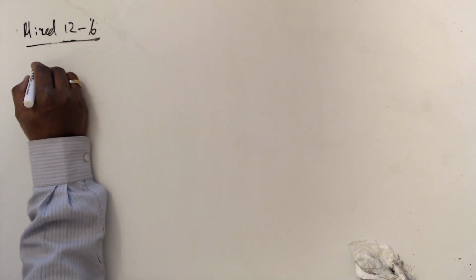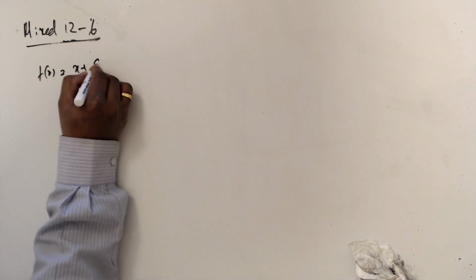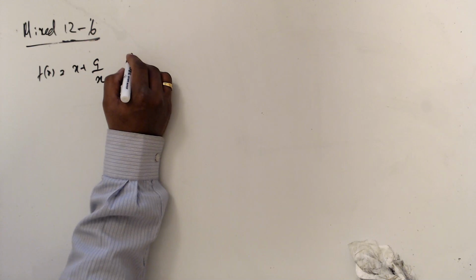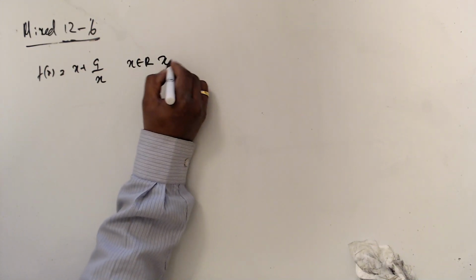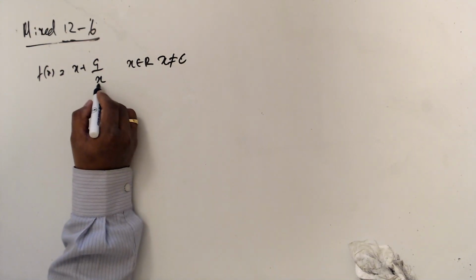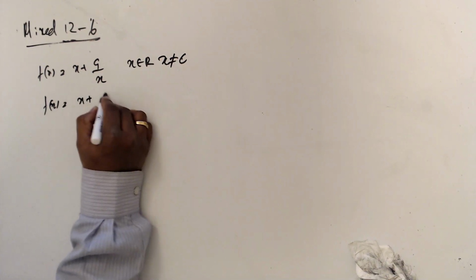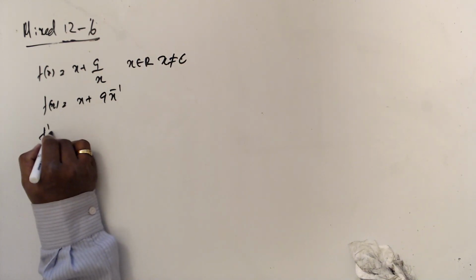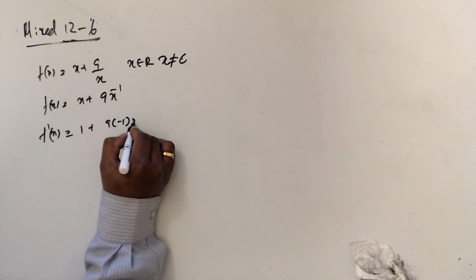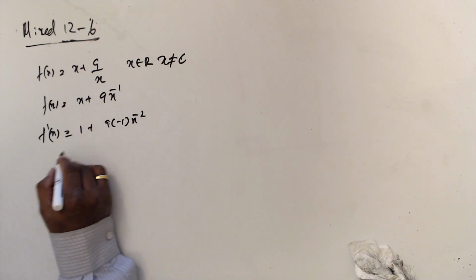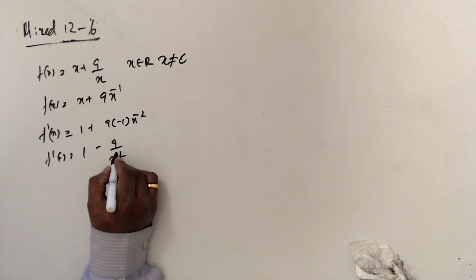Number 6. If f of x is given as x plus 9 over x, x is a member of the real numbers, but x is not equal to 0 because it does not exist. So f of x equals x plus 9 x to the minus 1, so f dash x equals 1 plus 9 times minus 1 x to the minus 2, which is f dash x equals 1 minus 9 over x square.